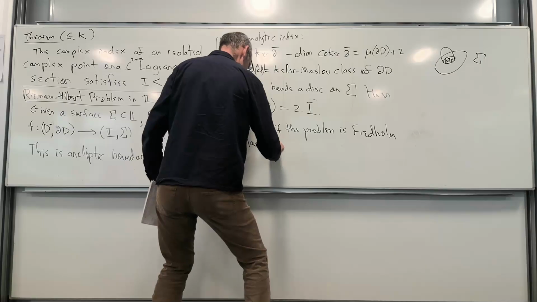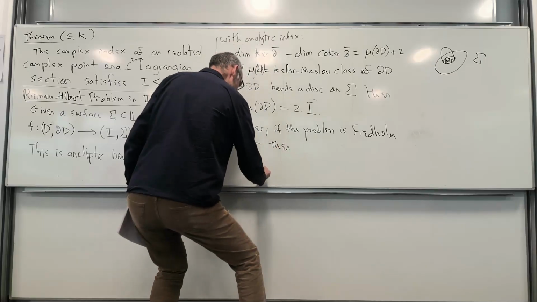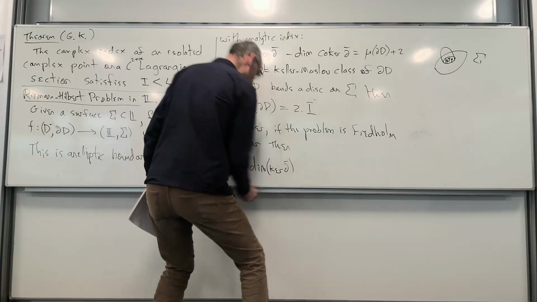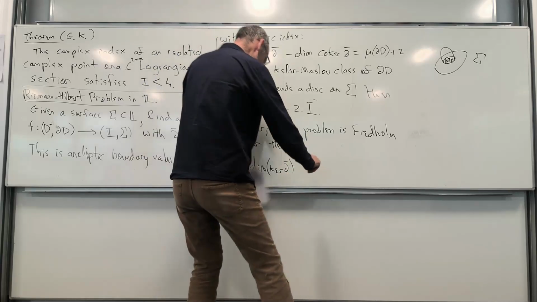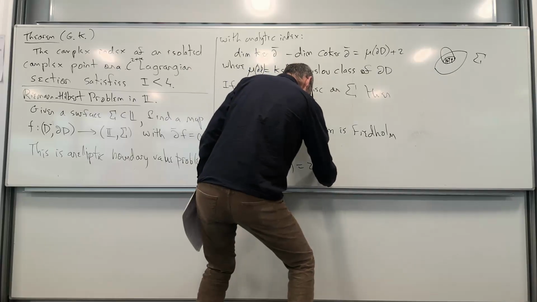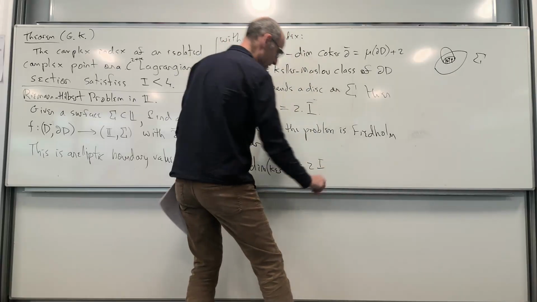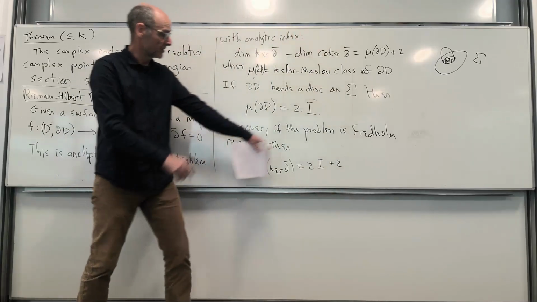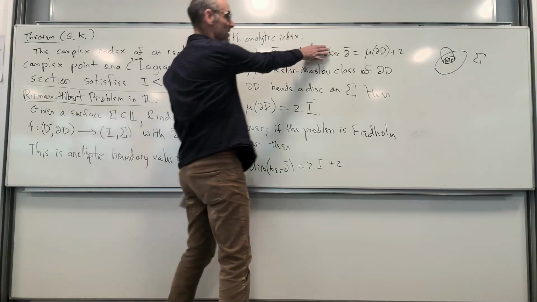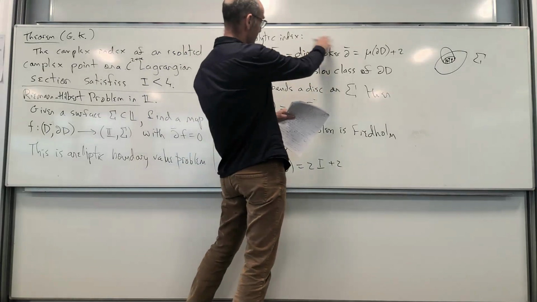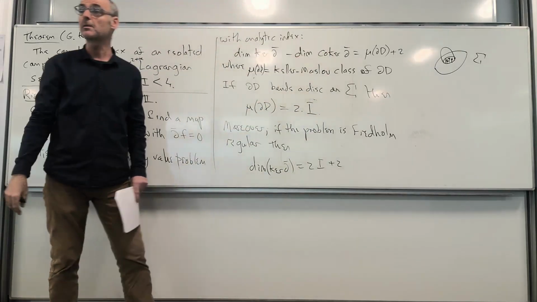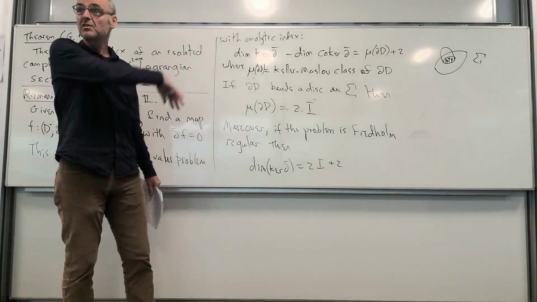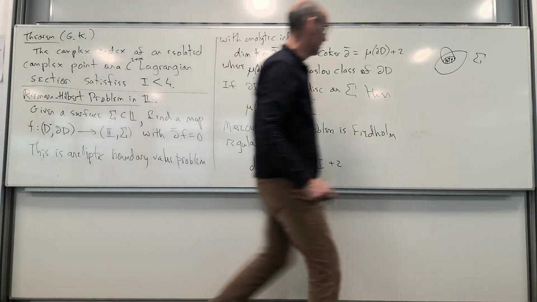Then let me write down the dimension of the kernel of the del bar operator. It's twice this total index, as we're just adding up all the indices, plus 2. Now, the co-kernel is 0, so essentially Fredholm regular just means you can perturb your surface, your boundary value problem, a little bit, and you'll end up killing the co-kernel, getting rid of it. It's all to do with the Banach space setting that you set this whole thing up in.